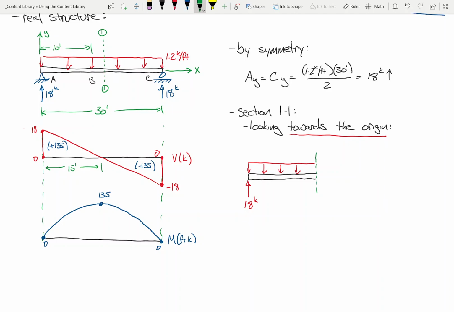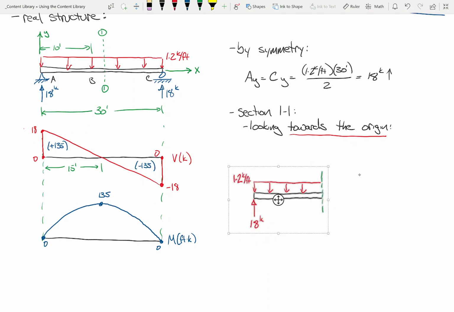So there's my section cut. This is 1.2 kips per foot. Let me lower that just a tad bit so I've got some room. Okay, I have my shear, my moment. I'm not going to care about the shear. I just put it there for the diagram to be complete. And then what do I do? Keep in mind this distance is x, right?